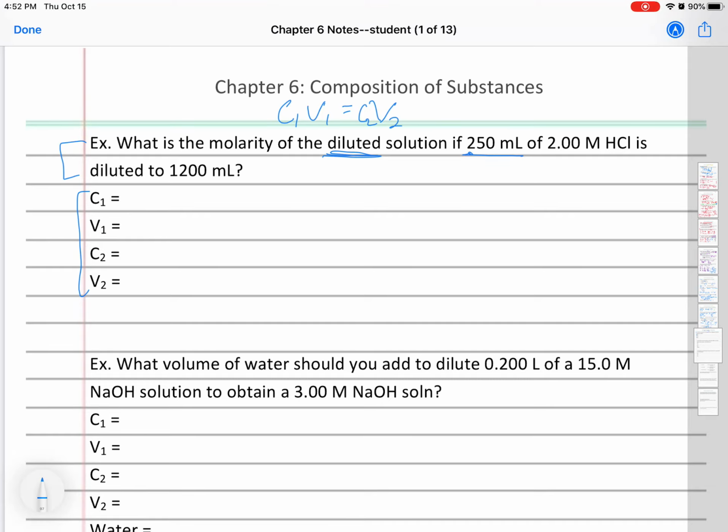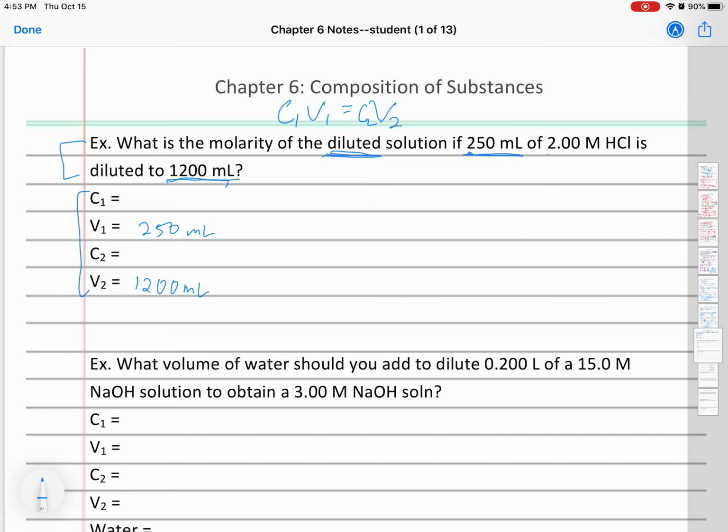All right, I'm not even going to read the problem. I'm just going to look at the numbers here. So I have two volumes, 250 milliliters and 1200 milliliters. By definition, when we do a dilution, the volume is going up. So I know that the larger volume must be my V2, my final volume, and the smaller volume is my initial volume.